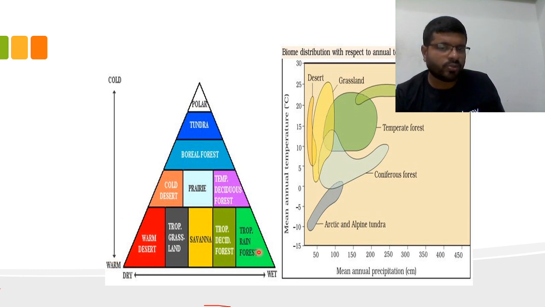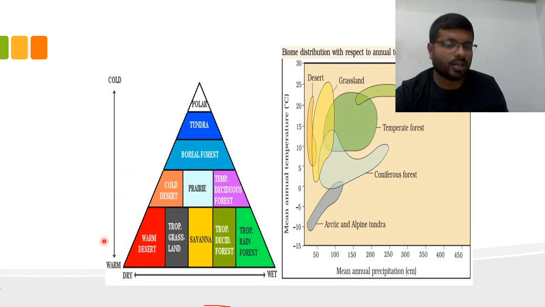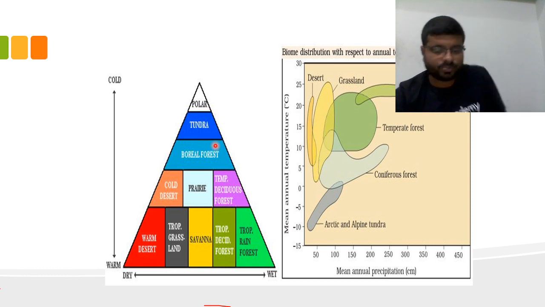As you move from tropical to temperate, temperate to boreal, boreal to tundra and polar, the temperature as a whole is decreasing. This is the nature of the diagram. So next time when you are drawing this diagram, you need not study. Just draw a triangle. Within this triangle, the bottom is tropical areas, between is temperate areas, and the upper is polar areas. The topmost area is polar. Beneath polar you find boreal. Boreal is nothing but taiga or coniferous forest.